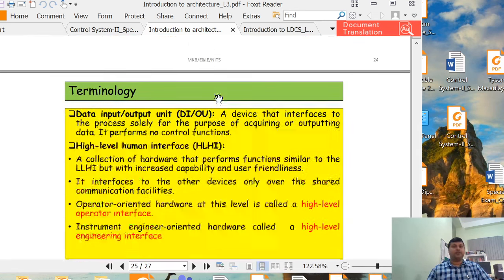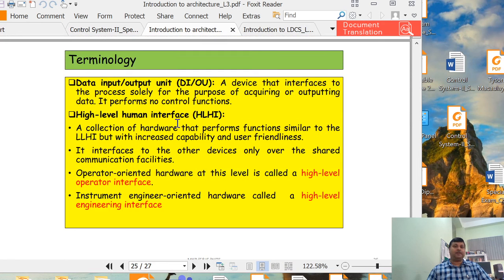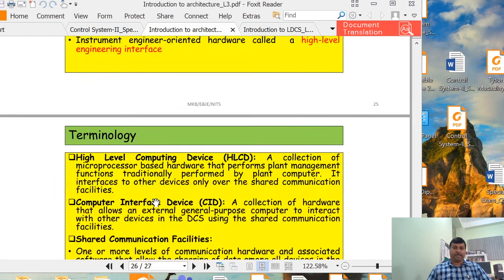So we should discuss the high level human interface. What is the work of it? It is a collection of hardware that performs functions similar to the LLHI, low level human interface, but with increased capability and user friendliness. It interfaces to the other devices only over the shared communication facilities. So operator oriented hardware at this level is called the high level operator interface, and instrument engineer oriented hardware is called the high level engineering interface. And then we have the high level computing devices also.